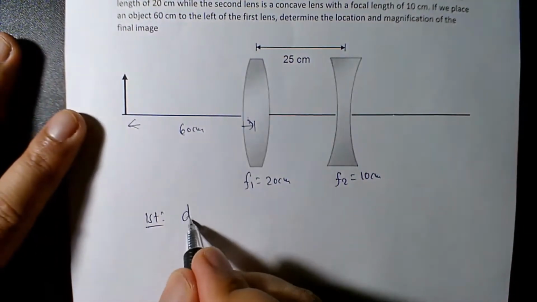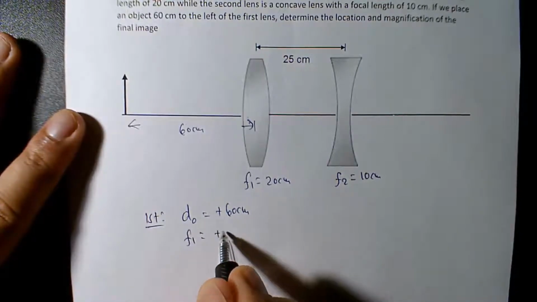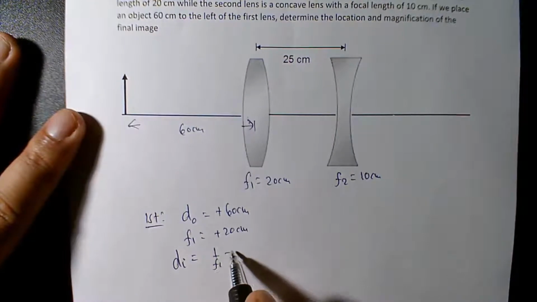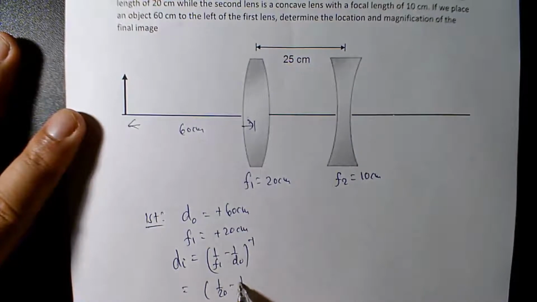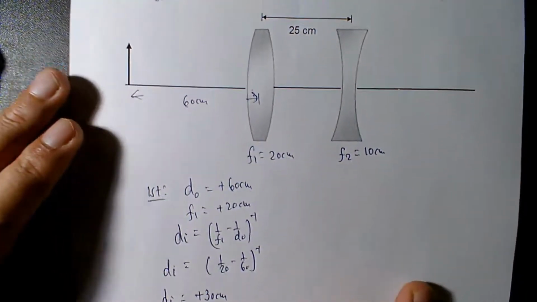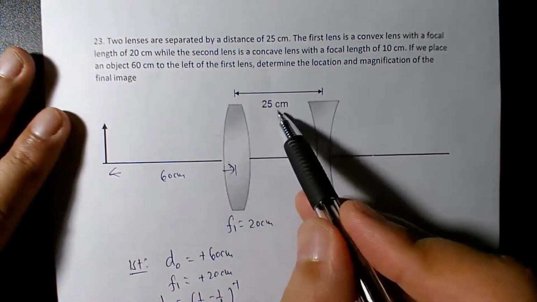So for the first lens, DO is positive 60 centimeter. Focal length is positive because it's a converging lens. So DI will be the inverse of 1 over F1 minus 1 over DO, which is 1 over 20 minus 1 over 60, inverse. So it will be 30 centimeter. And the lenses are 25 centimeter apart.